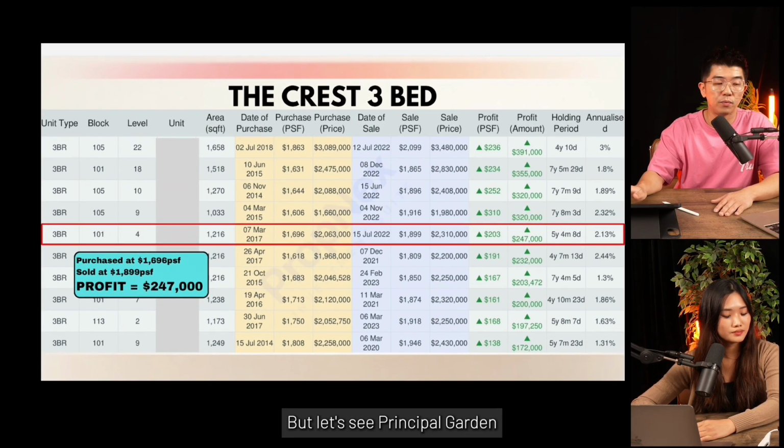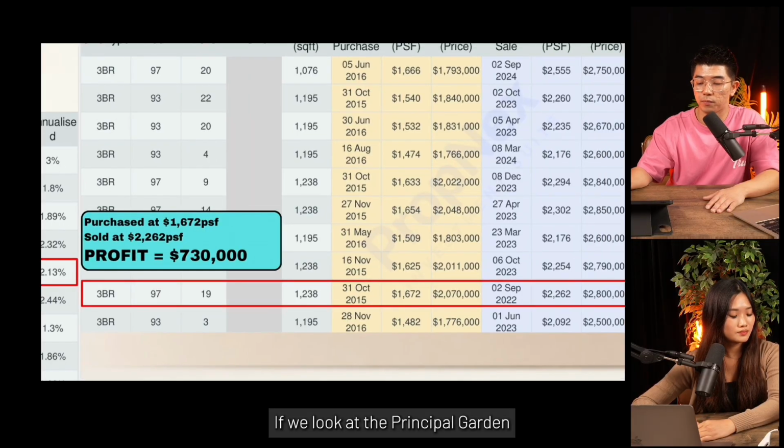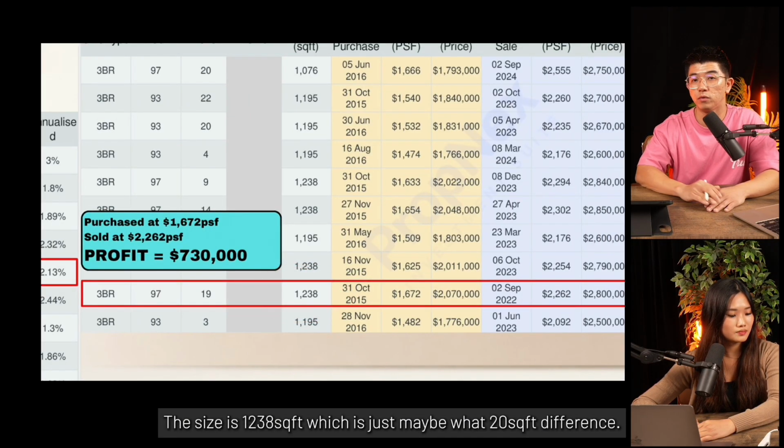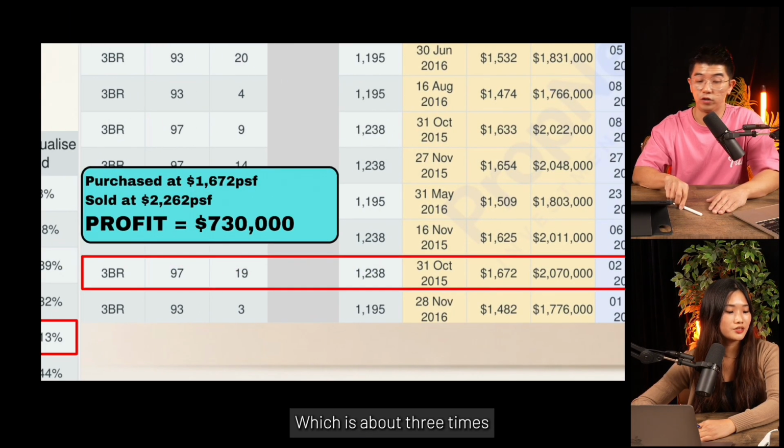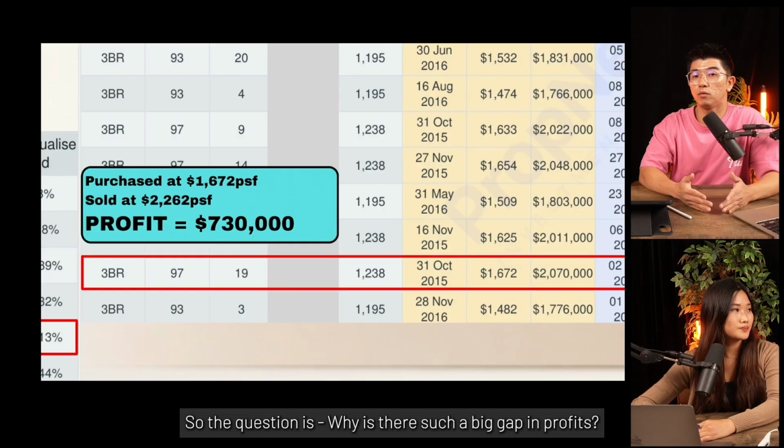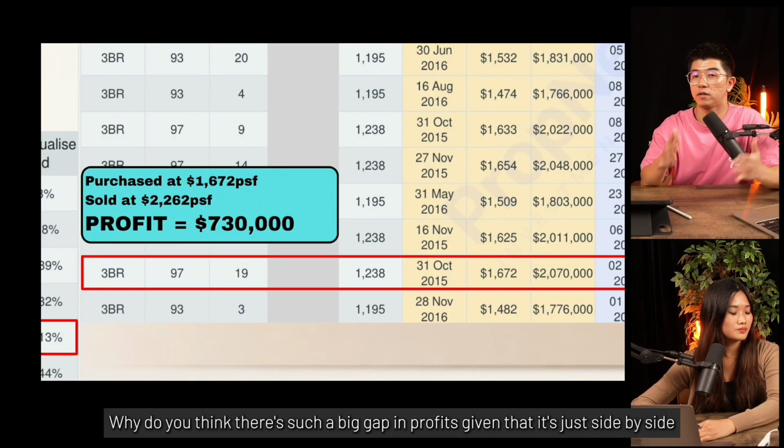But let's see Principal Garden. The size is 1238, which is just about 20 square feet difference. But their profit is 730,000, which is about 3 times. So the question is, why is there such a big gap in profits, given that they are just side by side?